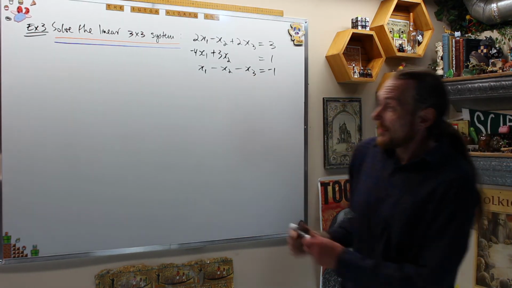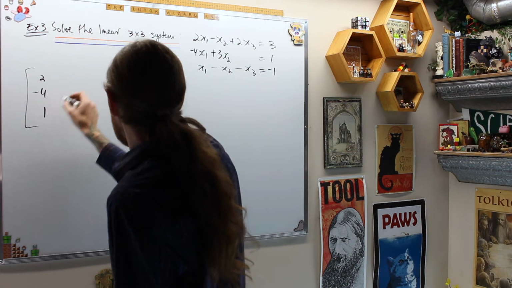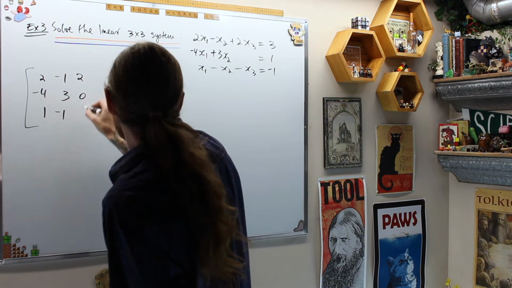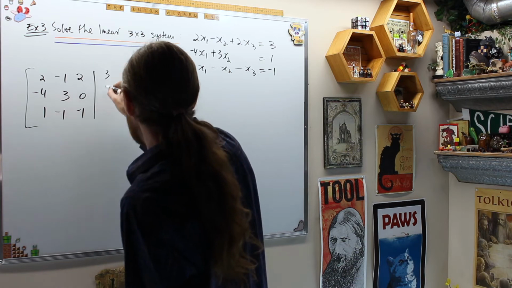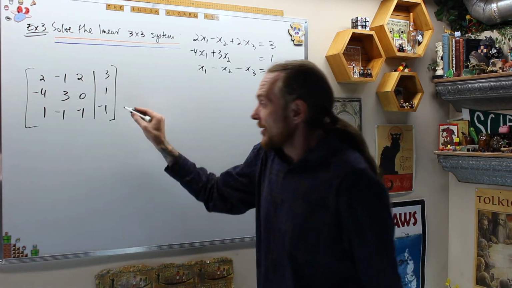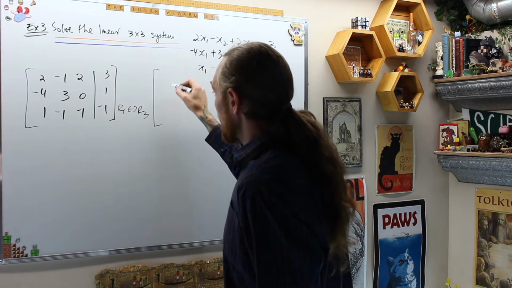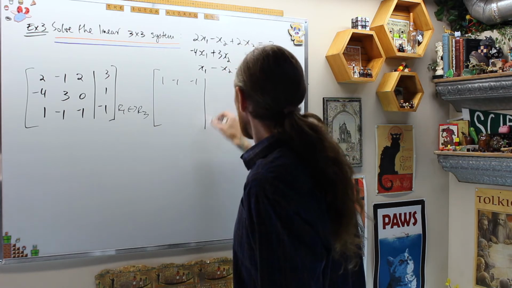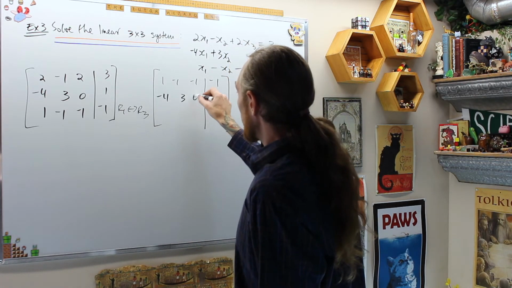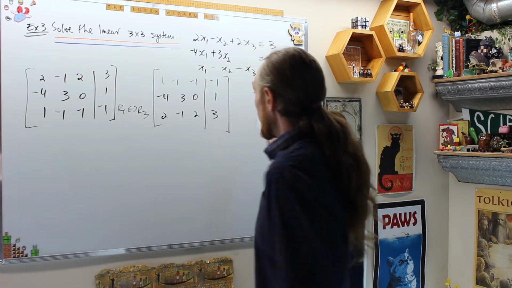I have this system. I augment the matrix. That gives me 2, negative 4, 1, negative 1, 3, negative 1, 2, 0, negative 1, equals 3, 1, negative 1. This is my system. I have a 1 right there. Let's interchange rows 1 and 3. That is going to immediately give me 1, negative 1, negative 1, negative 1, negative 4, 3, 0, 1, and 2, negative 1, 2, 3.